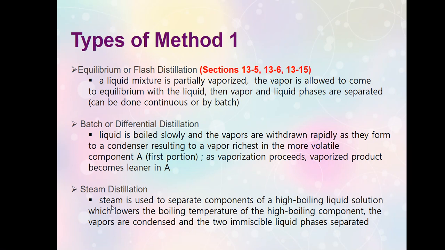Now, we go to steam distillation. This is the common one, and this is the one that is performed in the laboratory in lab scale operations. Steam here is used to separate components of a high boiling liquid solution, which lowers the boiling temperature of the high boiling component. The vapors are condensed and the two immiscible liquid phases separated. So, the purpose here is to separate components of a high boiling liquid solution, which of course lowers the boiling temperature of the high boiling component using steam.